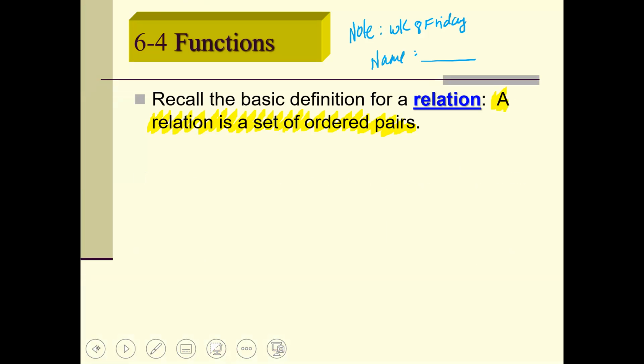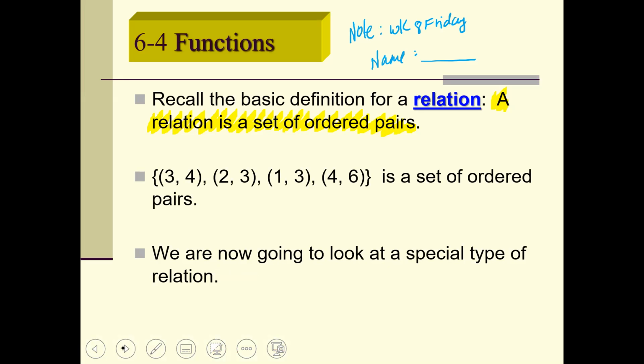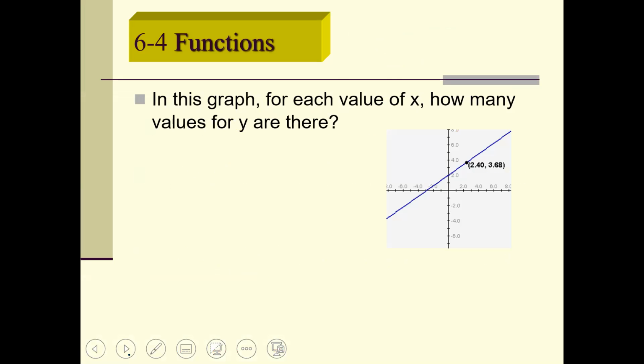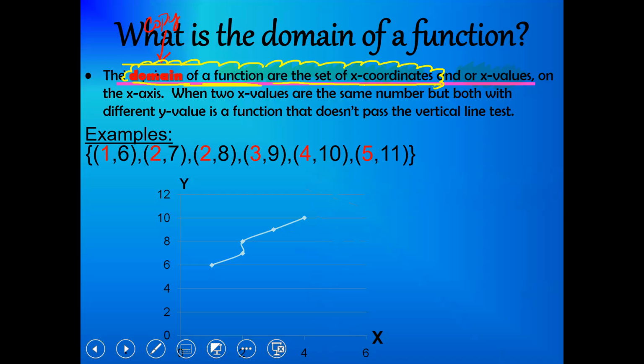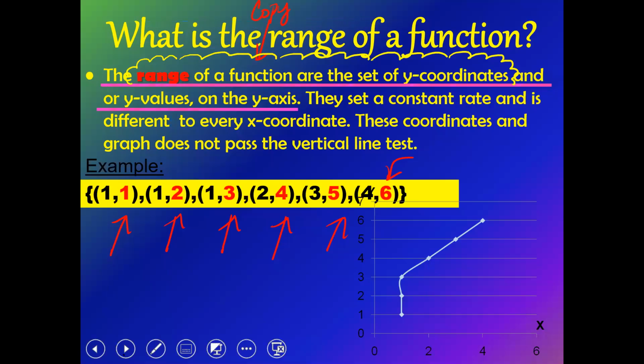Okay, so recall your basic definition for a relation. A relation is a set of ordered pairs. In this example, you can tell whether it's going to be a function or not by determining the domain. Does the domain repeat? It does not repeat, so yes, it is a function. What about this one? What are the domains? And does it repeat? Yes, it does repeat. Do you see with the vertical line test? It touches this graph twice, so no, it's not a function.